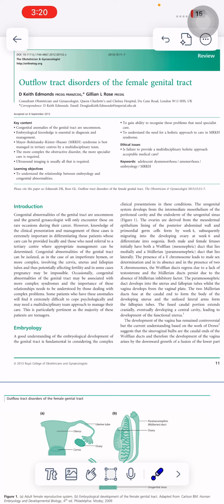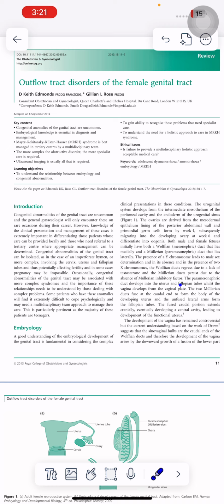If you know the embryology, then you will know where the congenital abnormality of the female genital tract arises. Both the male and female fetus initially have a Wolffian duct, or mesonephric duct, that lies medially, and a paramesonephric duct that lies laterally. The presence of the Y chromosome leads to male sex determination, and in the presence of two X chromosomes, the Wolffian duct regresses due to lack of testosterone, and the Mullerian duct persists due to absence of Mullerian inhibitory factor.